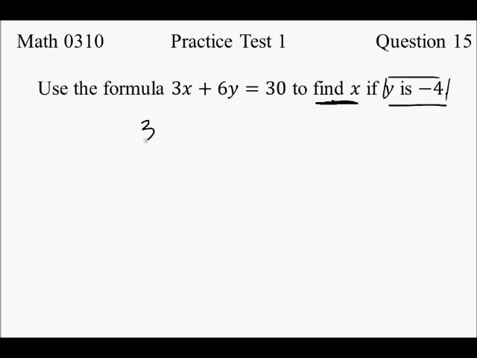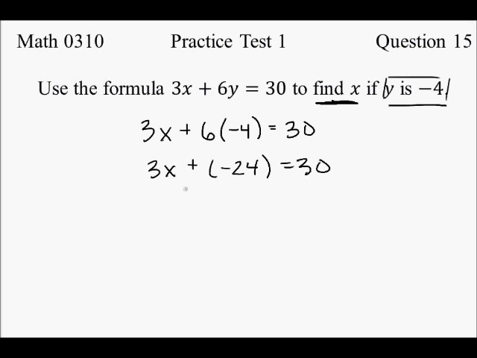So we would have then 3x plus 6y, and they tell us y is negative 4, so we're going to put negative 4 in place of y. I'm going to substitute that value in, equals 30 here. So now we can simplify this, right? We have 3x plus, so 6 times negative 4, that would give us a negative 24, right? And then equals 30. A better way to write that is just minus 24, right? So 3x minus 24 on the left side equals 30 on the right side.